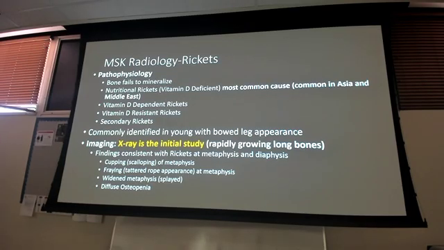Really, rickets is a vitamin D disorder, right? Most common cause is nutritional, Asia and the Middle East. We go there? Yeah, they're usually pretty frequent, right? So you'll probably see this at some point. Asia and the Middle East, it's usually vitamin D dependent. Most commonly in young kids, they have a bow-legged appearance. X-ray is your initial study.